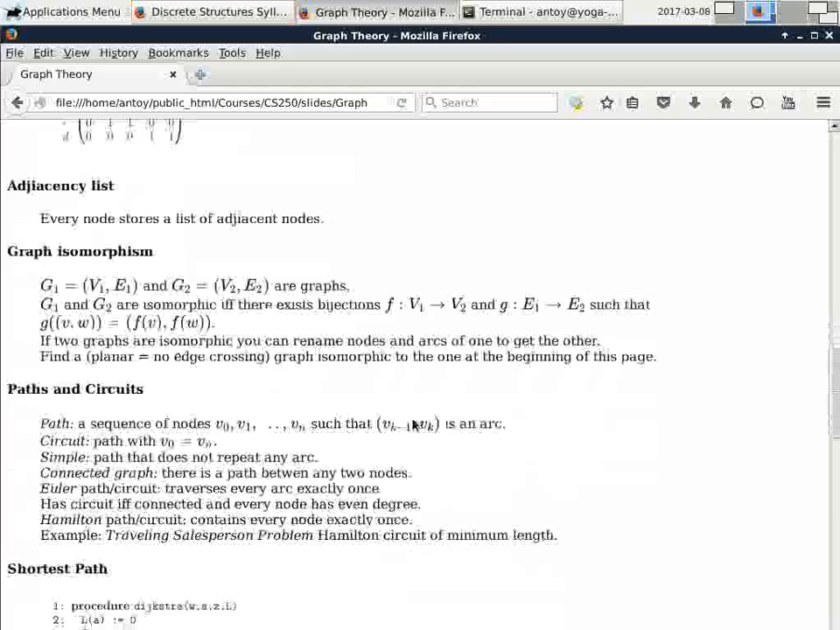All right, so now I go back to the place where I stopped. And we talk about isomorphism of graphs. What does it mean, isomorphism? It is from the Greek, to have the same shape.